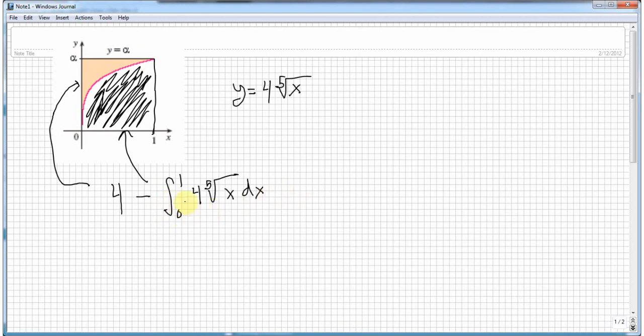So another way to solve this problem is to do this, and you should be able to do that. So I'll let you do that. So those are the two approaches, and either way you do it, you should get the same answer.